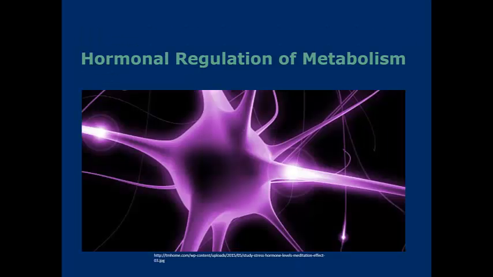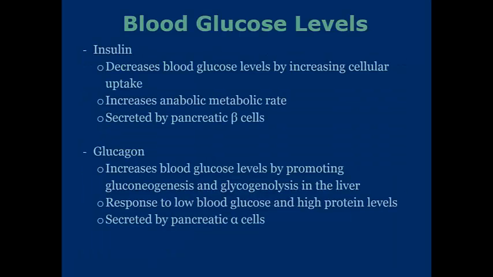Now that we've talked about the three states, we're going to go into some hormonal regulations of metabolism. The main relationship is the antagonistic relationship between insulin and glucagon and how they refer to blood glucose levels. This is a very, very popular topic on the MCAT, so really make sure you have this antagonistic relationship understood. Insulin is going to decrease blood glucose levels by increasing cellular uptake. It'll also increase anabolic metabolism rate, meaning that it's going to increase the rate at which external nutrients that are absorbed in are going to be utilized.